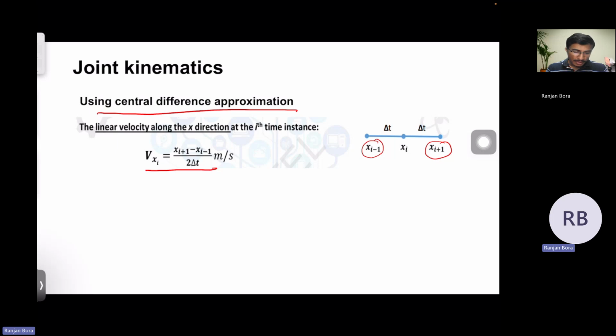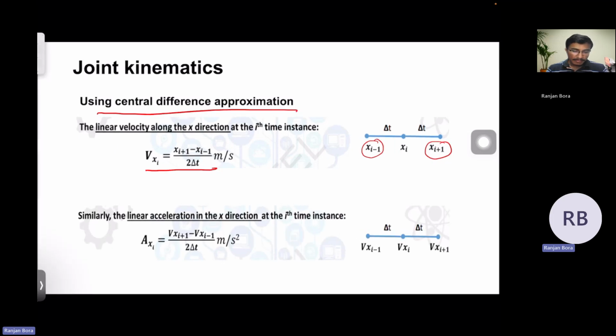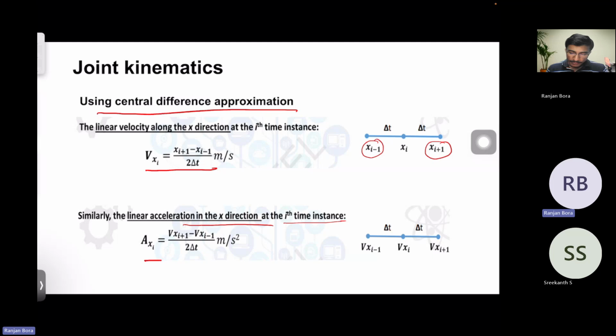Similarly, we can use the same theorem for finding the linear acceleration. So linear acceleration in the x direction at the ith time instant is given by Axi equals Vxi plus 1 minus Vxi minus 1 divided by 2 multiplied by delta t. And the unit of acceleration is meter per second squared. So using these two formulas, we can calculate the velocities and accelerations.